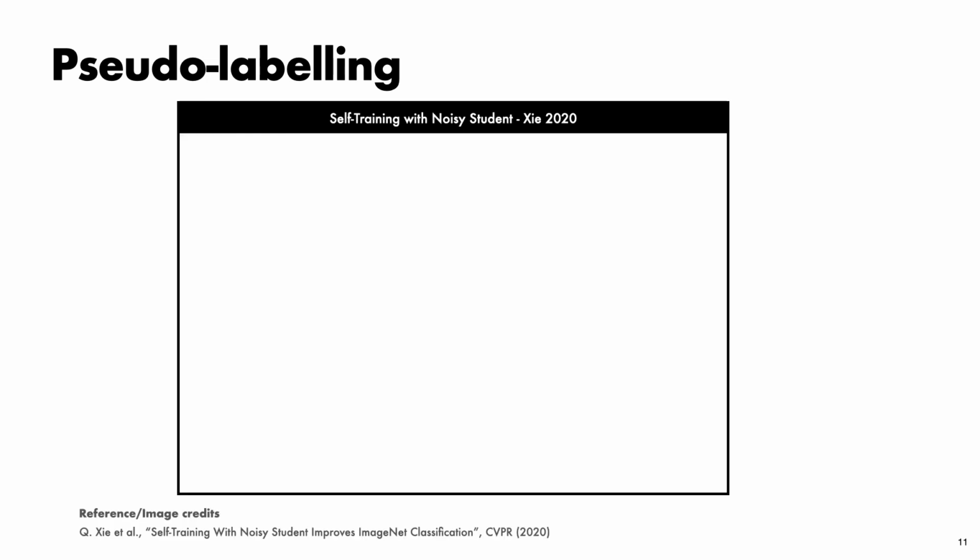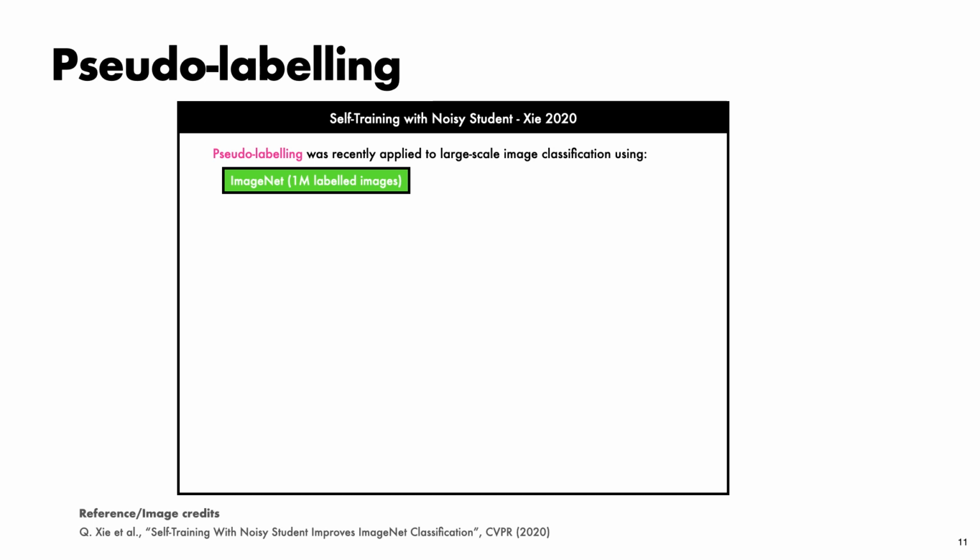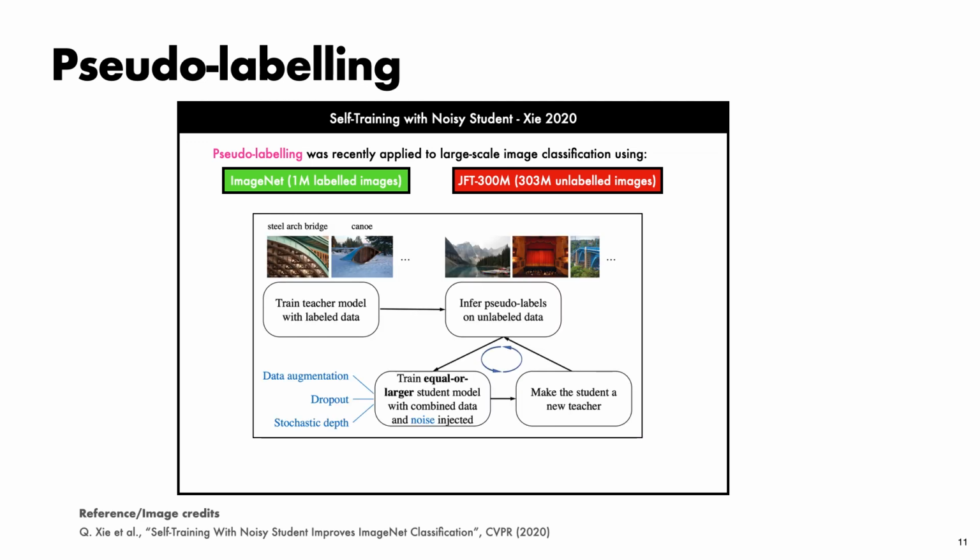As an example application in computer vision, pseudo-labeling was applied to improving large-scale image classification performance by taking ImageNet as a source of labeled images and JFT-300M as a source of unlabeled images. The method, referred to as Noisy Student, trained an initial model on the labeled data, inferred pseudo-labels, and then retrained a higher capacity model on the pseudo-labeled data, making heavy use of data augmentation before repeating. Noisy Student led to significant gains over ImageNet-only training, highlighting the effectiveness of this technique.